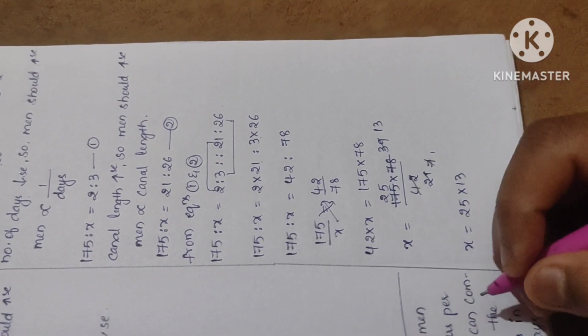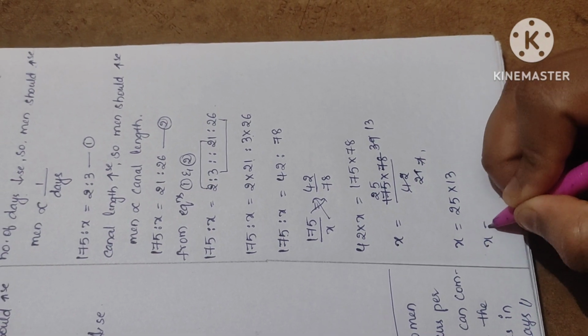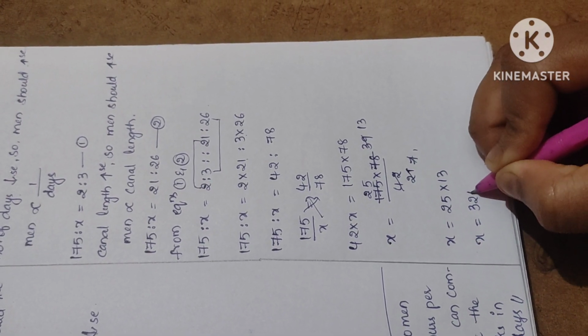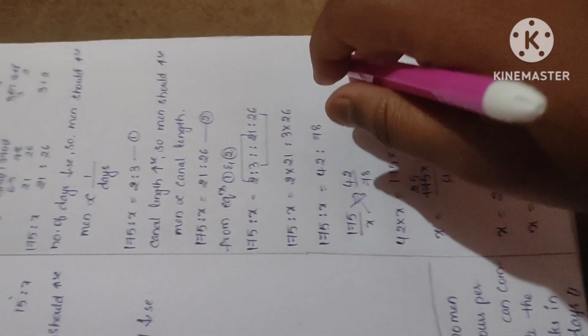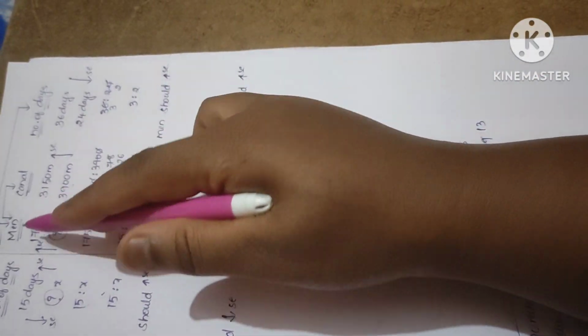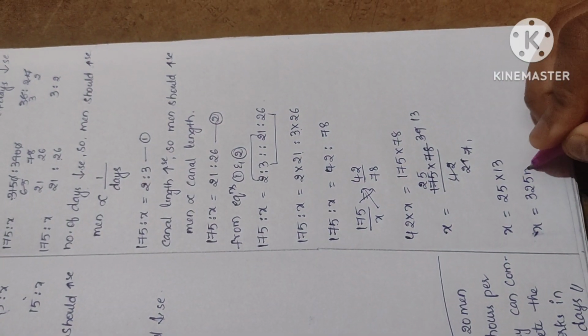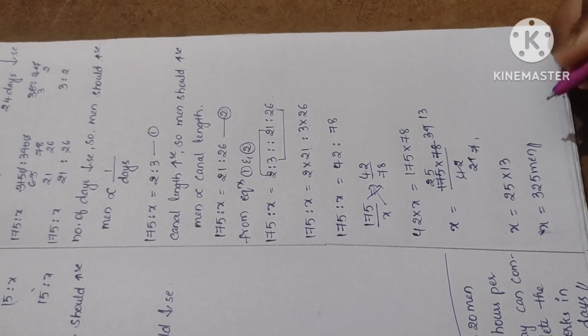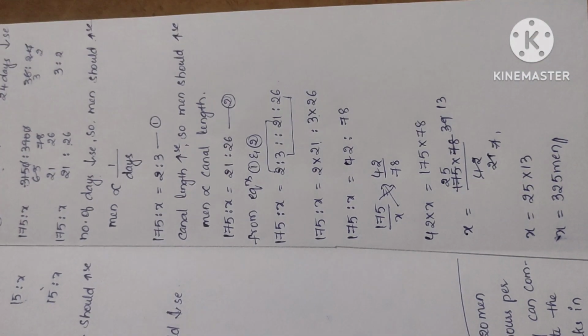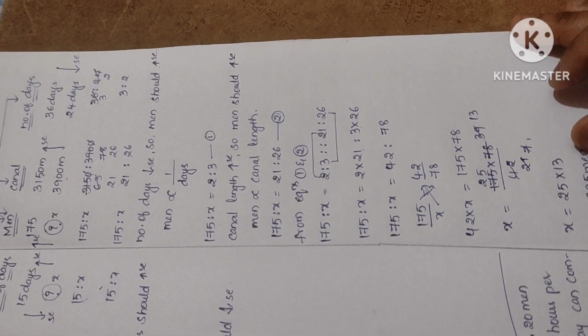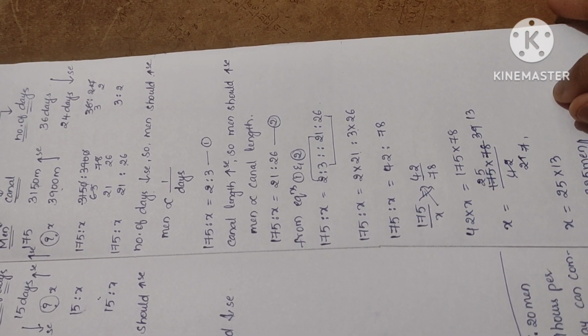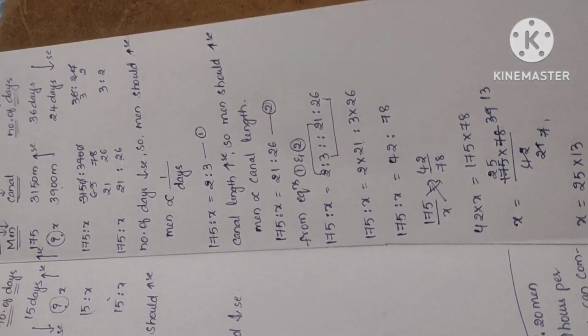So what are the remaining terms? 25 into 13. So x equals 25 13s, how much? 325. So what is x? The number of men. So x equals 325 men. So we can write the final statement. Therefore 325 men are required to dig a canal 3900 meters long in 24 days.